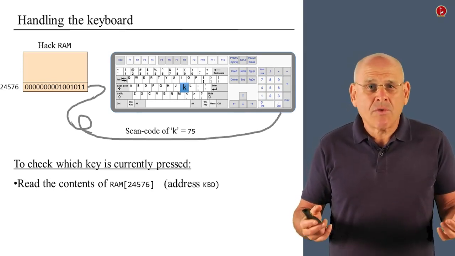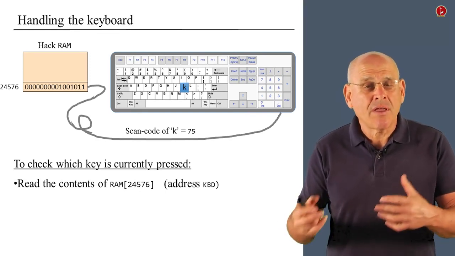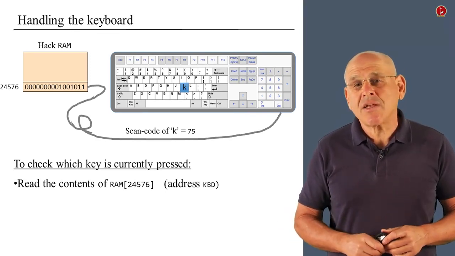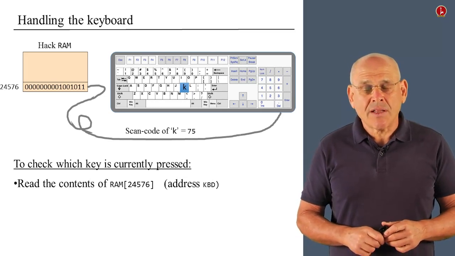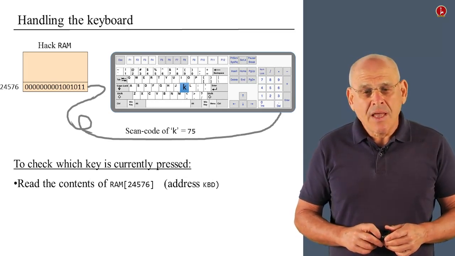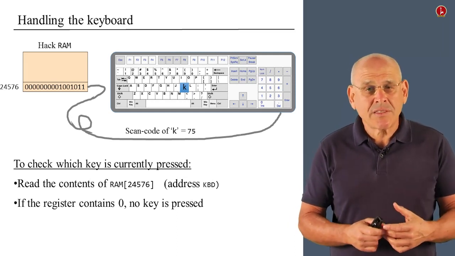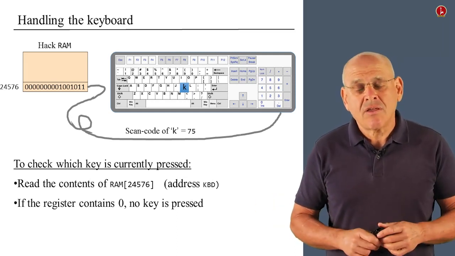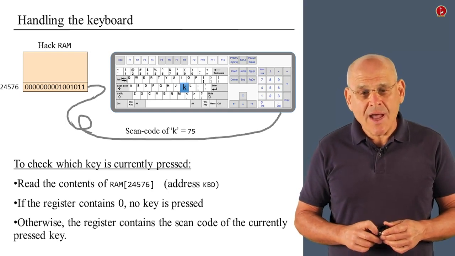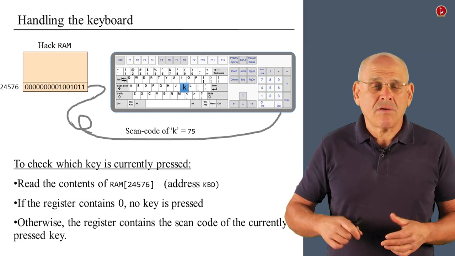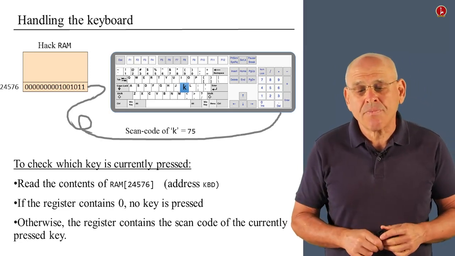So all you have to do really is say something like at keyboard, D equals M, and then the D register will contain the scan code that the user is currently pressing. Now, I wish to remind you that if the register contains 0, it means that the keyboard is idle and the user is not really using it. Otherwise, it contains the scan code of the presently pressed key.